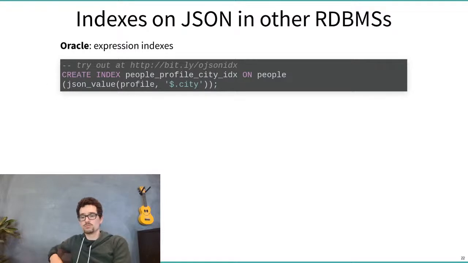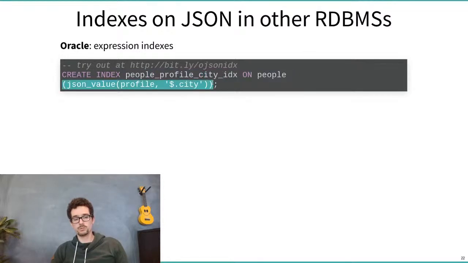So Oracle supports expression indexes. You have a JSON column called profile again, and you want to accelerate queries that go into the JSON field city. You create this expression index on the result of this expression here, and so every city goes into that index and points to the rows that have this city value. I want to open this here.